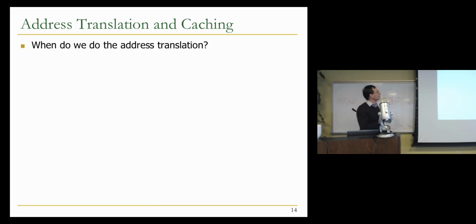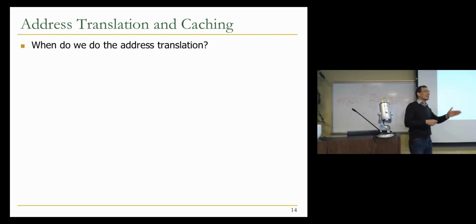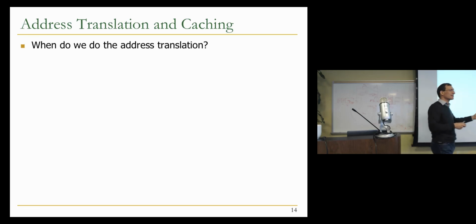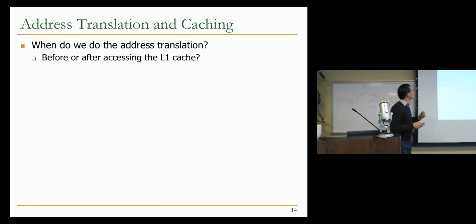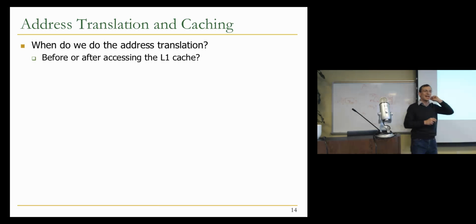So when do we do the address translation? Whenever you generate a load address or a store address or any address, right? Any virtual address, instruction fetch address, you need to do address translation to it. If you have caches, do you do this address translation or TLB lookup, let's say, before or after accessing the L1 cache? Any thoughts?